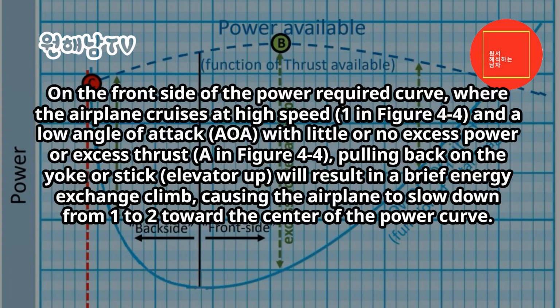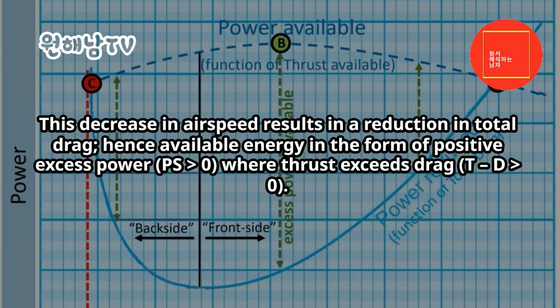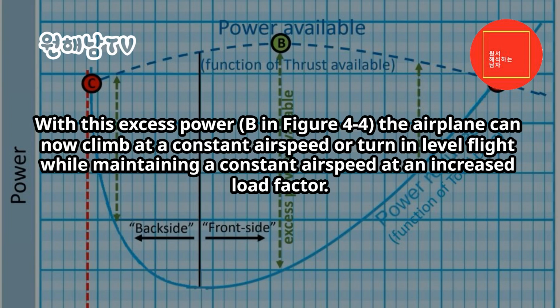Additional role for the elevator. On the front side of the power required curve, where the airplane cruises at high speed, 1 in Figure 4-4, and a low angle of attack, AOA, with little or no excess power or excess thrust, A in Figure 4-4, pulling back on the yoke or stick, elevator up, will result in a brief energy exchange climb, causing the airplane to slow down from 1 to 2 toward the center of the power curve. This decrease in airspeed results in a reduction in total drag. Hence available energy in the form of positive excess power, PS, is greater than 0, where thrust exceeds drag, T-D is greater than 0. With this excess power, B in Figure 4-4, the airplane can now climb at a constant airspeed or turn in level flight while maintaining a constant airspeed at an increased load factor.